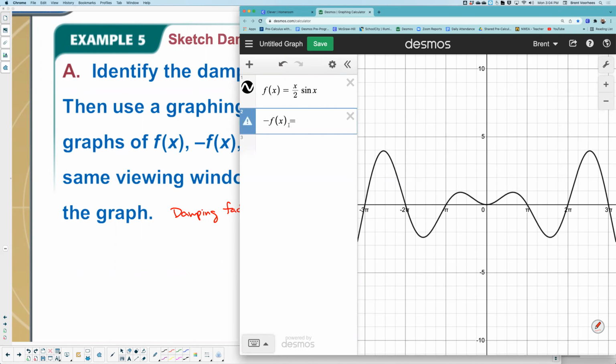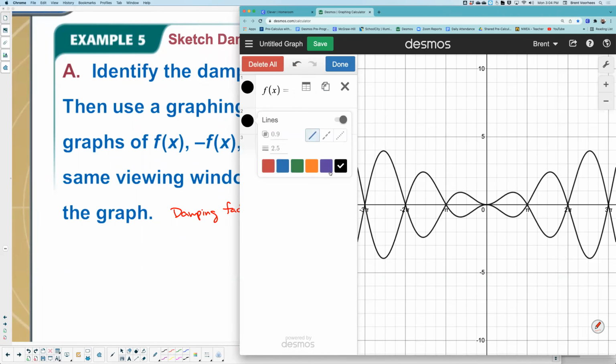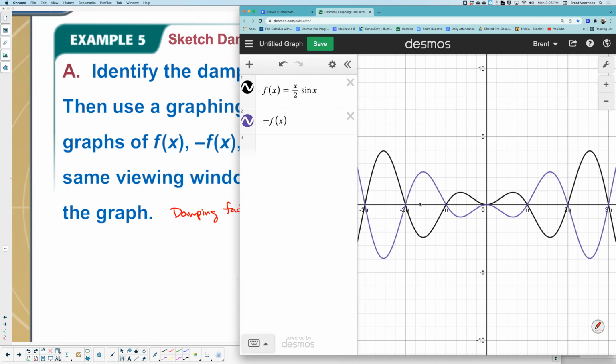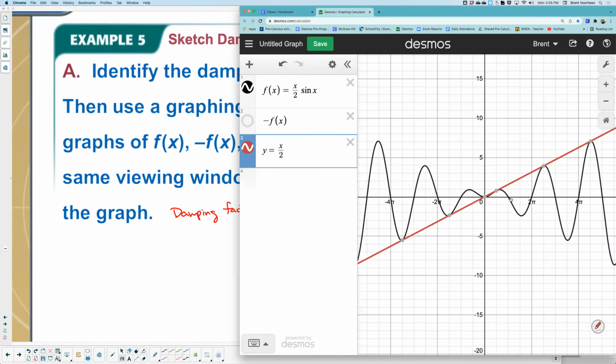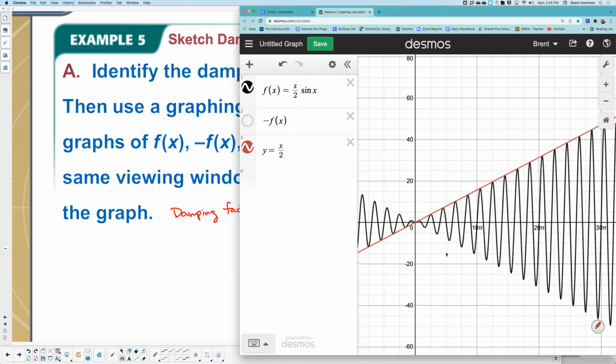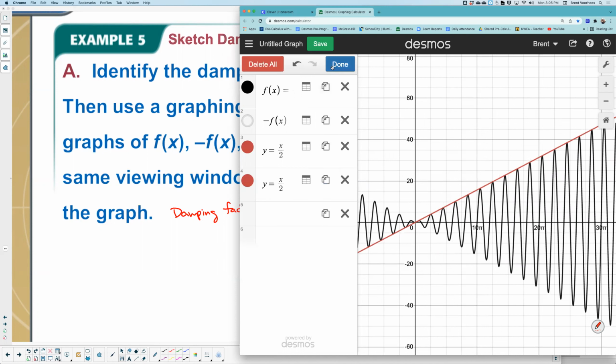So there's negative f of x. And I'm going to change colors so you can see the difference in the two. And you can see how the negative is just a vertical transformation like we've talked about. So there's f of x and negative f of x like I mentioned. But what I want to show you is the damping factor in particular. If I graphed here y equals x divided by 2, I want you to see how this corresponds. So there's y equals x divided by 2. And I'm also going to copy this and do negative.